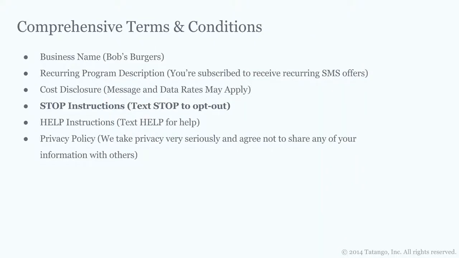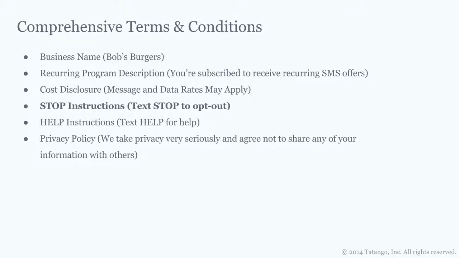Okay, now we're on the comprehensive terms and conditions. Some people just call it the terms and conditions. I call it the comprehensive terms because abbreviated, comprehensive, and it makes sense. So let's go through all the things that need to be in here. First, the business name. So Bob's Burgers. Recurring program description. Again, we've discussed this a few different times now.